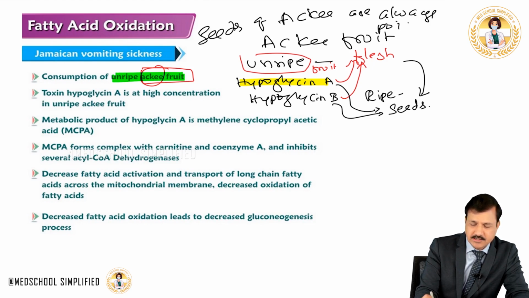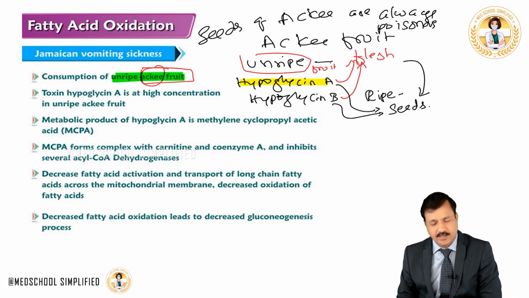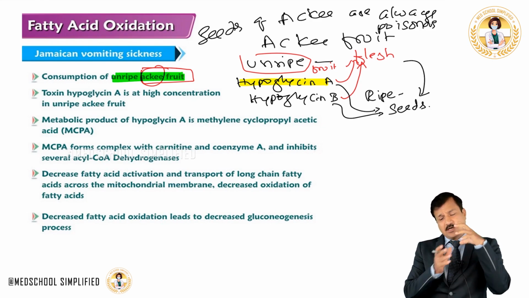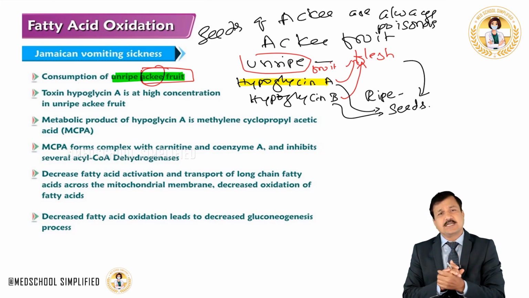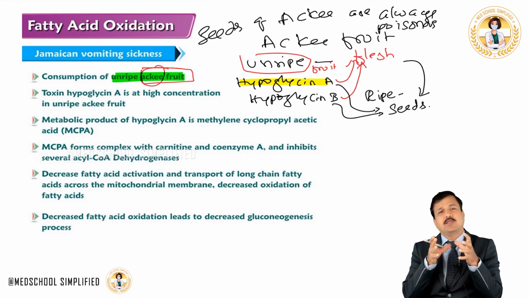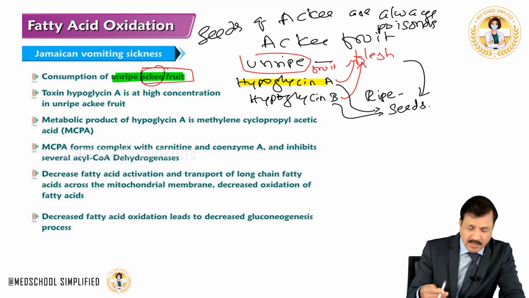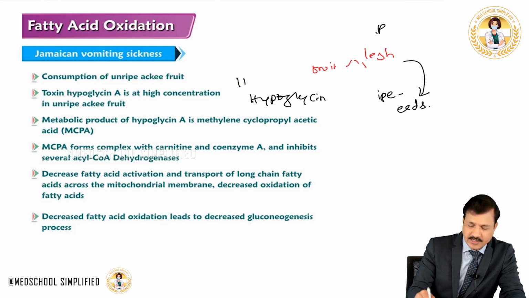Seeds are always poisonous because they always contain hypoglycin A and B, whether ripe or unripe. But when the fruit ripens, the hypoglycin A and B, which is also there in the flesh, will move into the seeds. So that means it is safe to consume the flesh of ackee fruit only when it is ripened. That's my point. Now let's see what will happen if a person consumes unripe ackee fruit, especially the flesh.